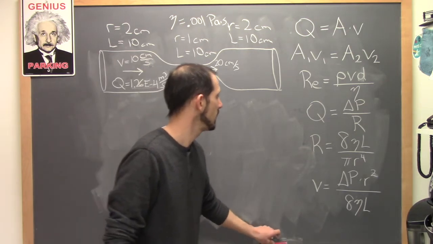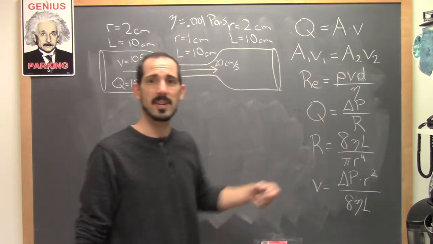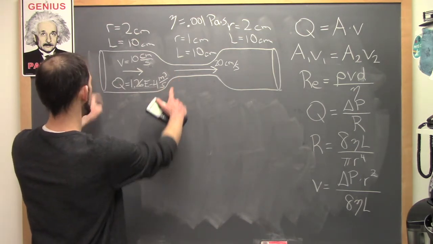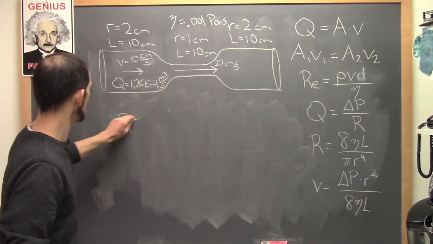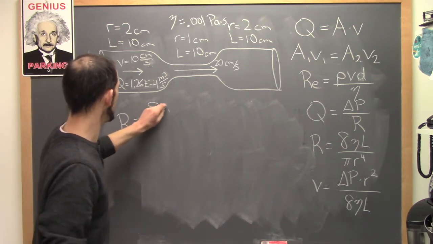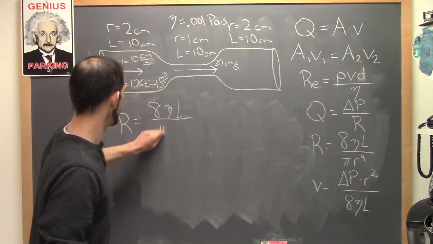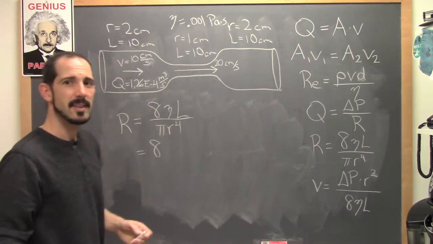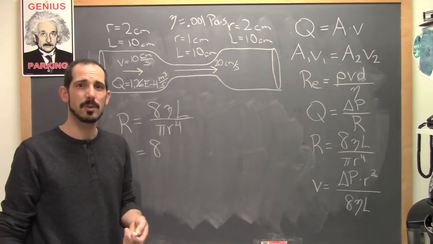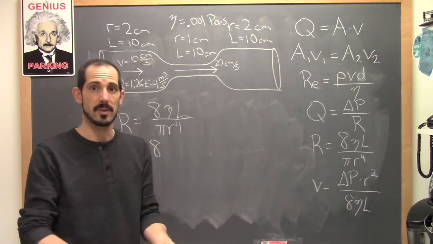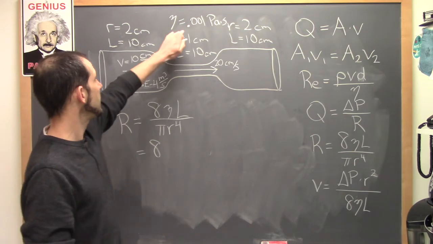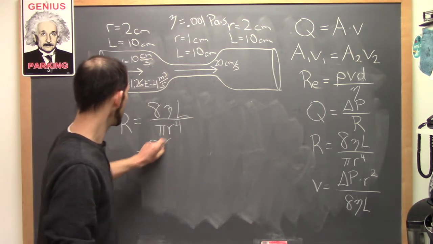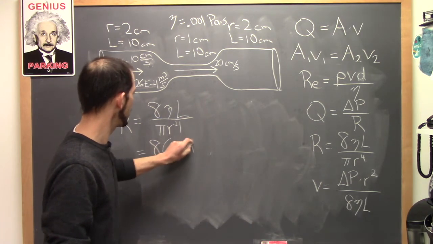So now, having that flow rate, now I can find the resistance. So I need to find the resistance from each of these sections. First we're going to do the resistance of this first 10 centimeter section. So R is equal to 8 eta L over pi r to the 4th. We get an 8. Eta, that is the viscosity of the fluid. So we'll say that this is water that's flowing through the pipe. And water has a viscosity of 0.001 pascals times seconds.